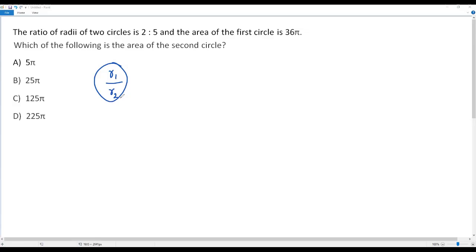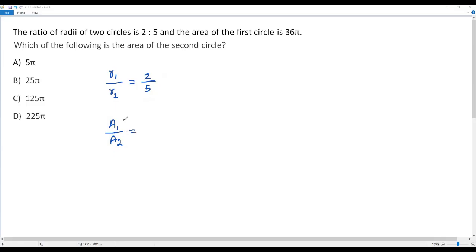Here we have the ratio of the radii of two circles. It is equal to the given ratio. That is, we can write this ratio as a fraction, 2 over 5. Now, using the ratio of the radii of two circles, we'll be able to get the ratio of the areas of two circles, that is A1 over A2. Here this A1 represents the area of first circle and A2 represents the area of the second circle.